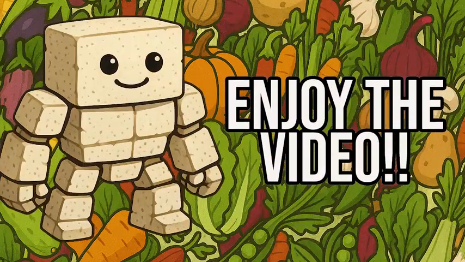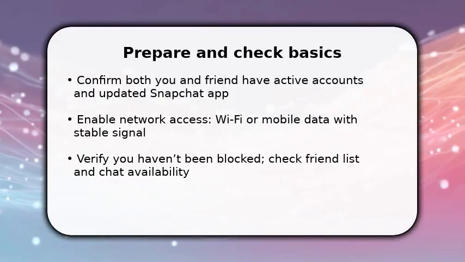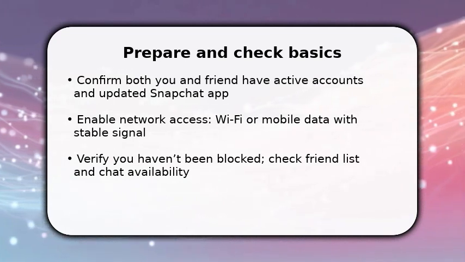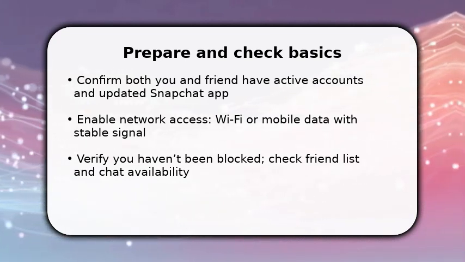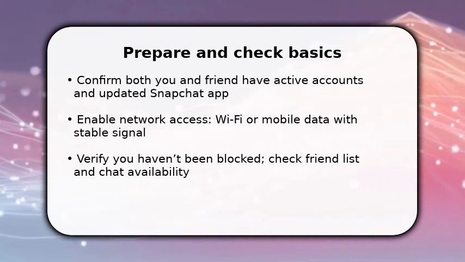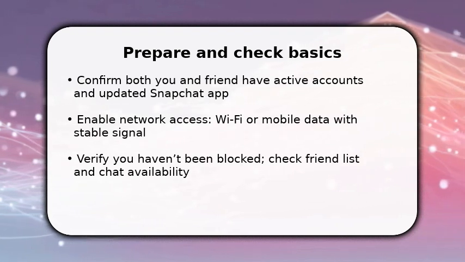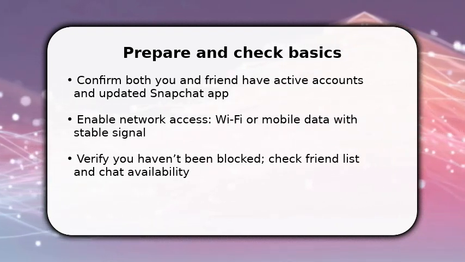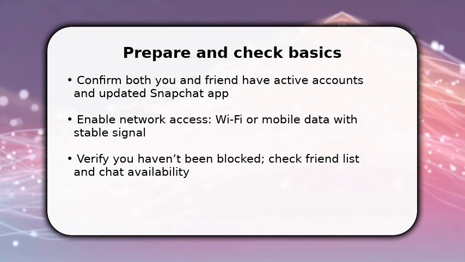Please enjoy the video. You start by confirming the prerequisites. Both accounts must exist, the app updated, and network stable. Open the chat with the Streak friend and check the emoji and snap history to confirm last exchange. Once done, make sure you're not blocked or shadowed. If you can't send a chat, that's the core issue.